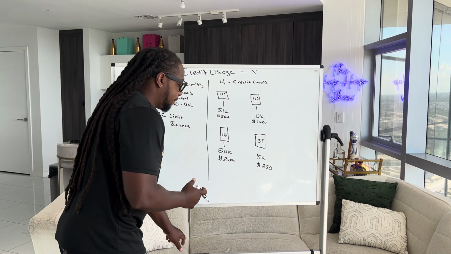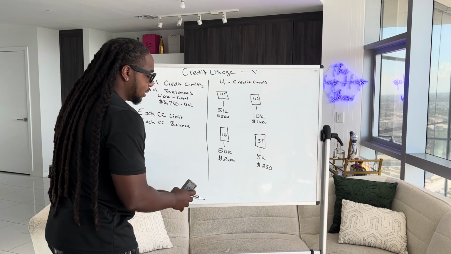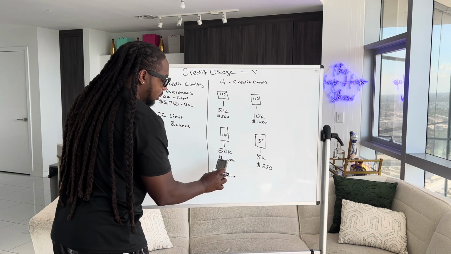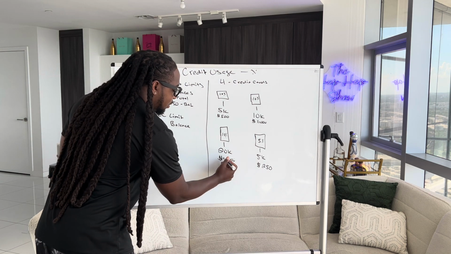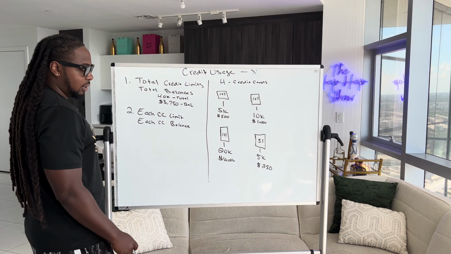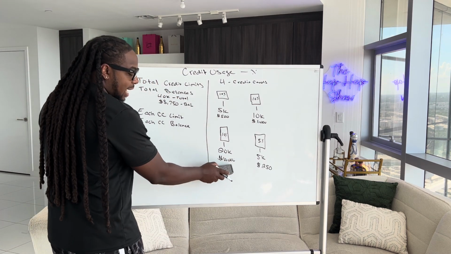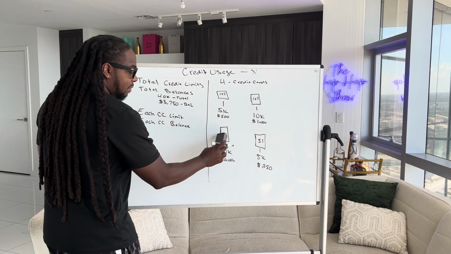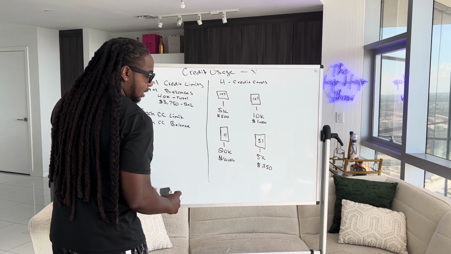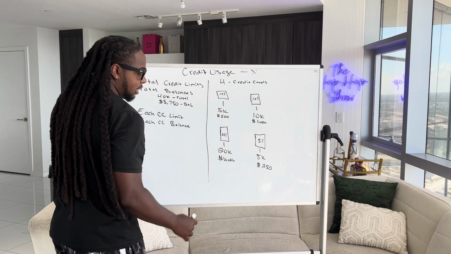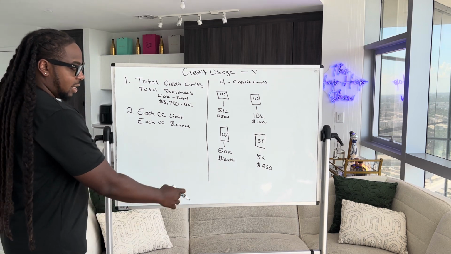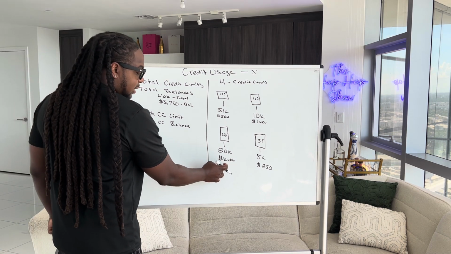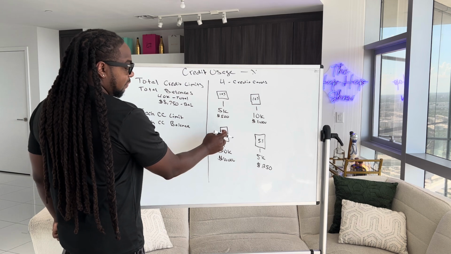So let's say this balance right here on the 20K, it wasn't 2K. Let's say the balance was 10,000. All right. So what would be 10,000 out of 20K? That would move this to 50% and not 10%. Right. Then if that balance jumped from 2K to 10K, that jumped from 10% to 50%.